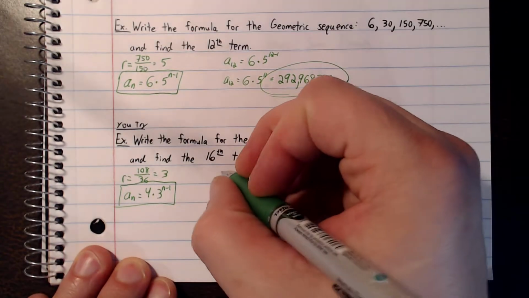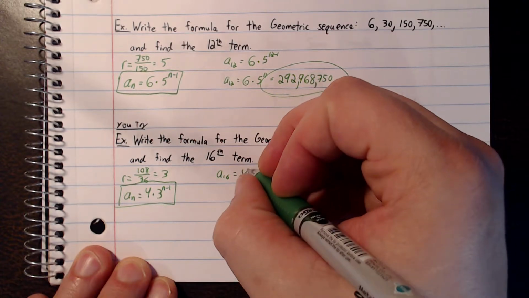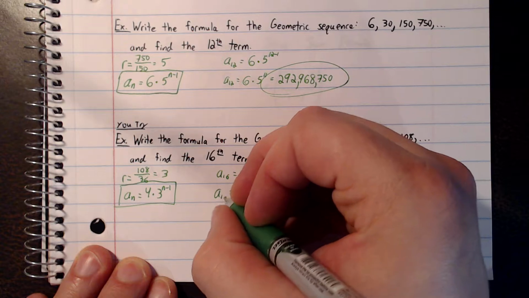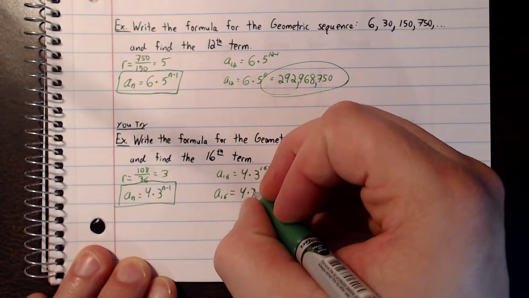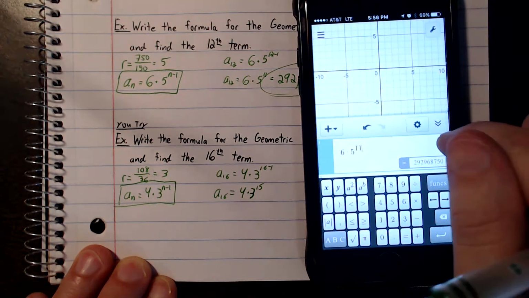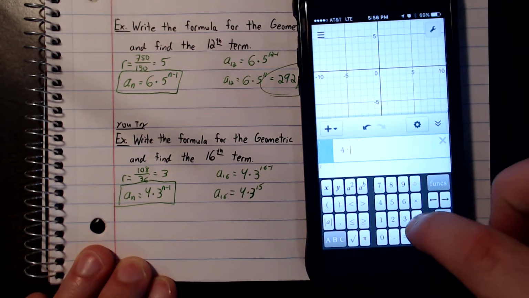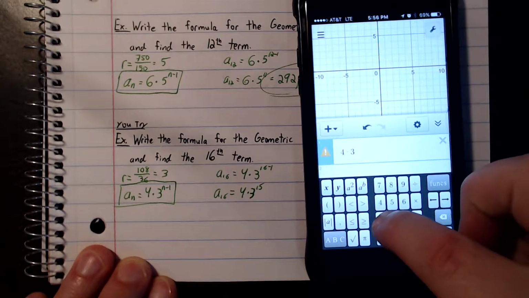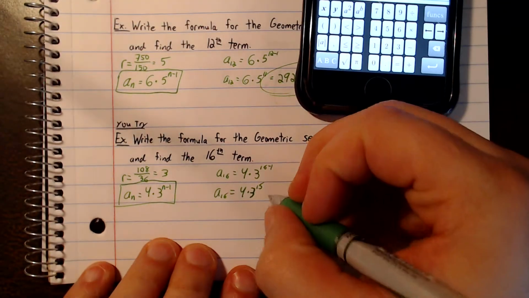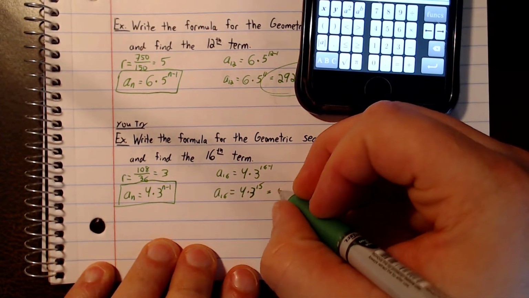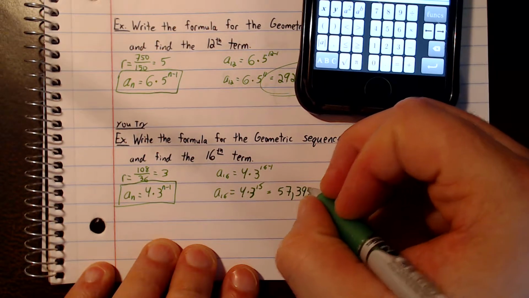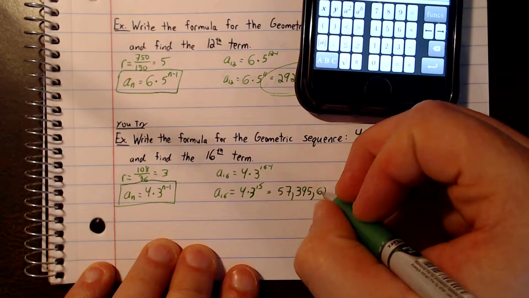Now we can start plugging in, right? We want the 16th. So that's going to be 4 times 3 to the 16 minus 1. In other words, 4 times 3 to the 15th. 4 times 3 power of 15. Okay, here's our answer. That's 5,700,395,628.